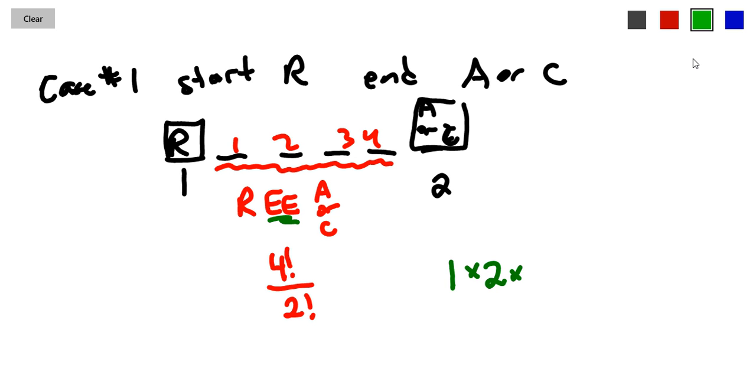So this is now not a choice, right? I'm like, if I end with a C, then this one definitely has to be the A, right? So it's not like I'm multiplying by 2 again. So 4 factorial divided by 2 factorial is 12. So that gives me 24. So there are 24 ways of arranging the letters in the word career if I start with an R and I end with A or C.